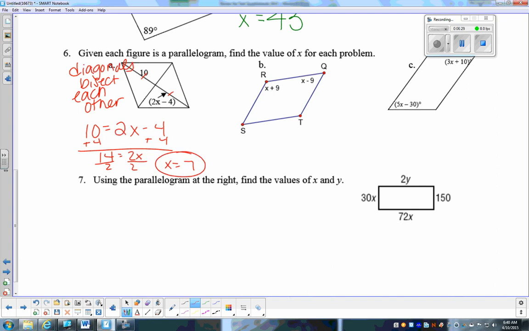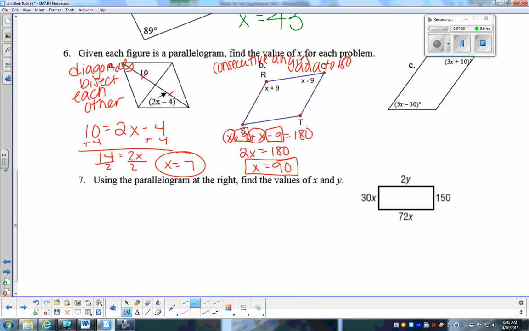For the second problem, I have consecutive angles. Well, I know consecutive angles have to add to 180. So I can say that x plus 9 plus x minus 9 is going to equal 180 degrees. So when I combine my like terms, I get 2x equals 180 because 9 minus 9 cancel out. Divide by 2. So for B, x is 90.